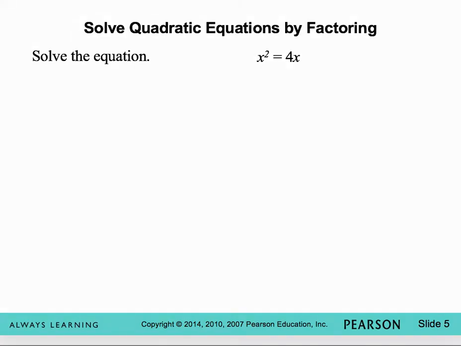Okay, it's quadratic again, right? I have an x squared. So it's got to be set equal to 0. It has got to be set equal to 0. So let's subtract 4x from both sides to make it equal 0.